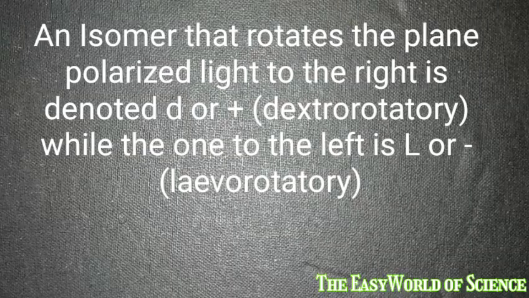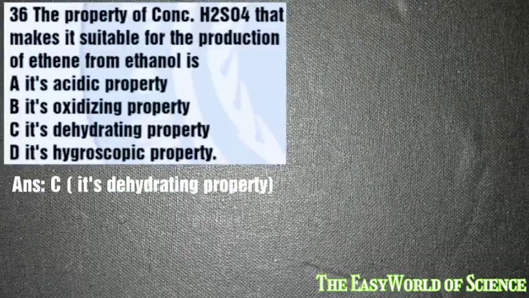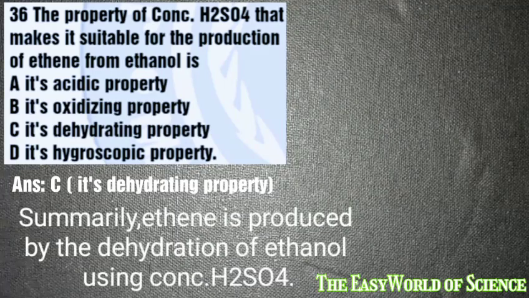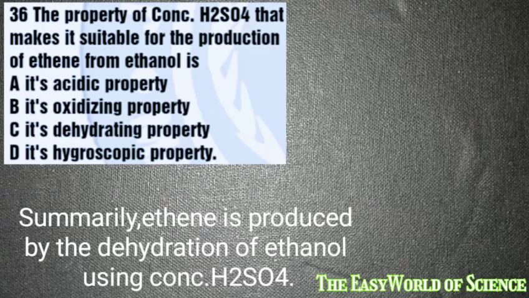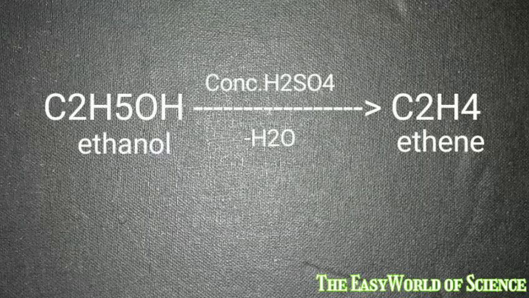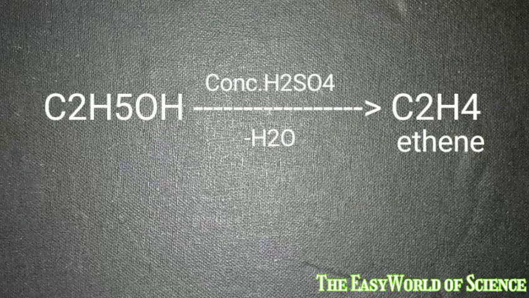Question 36 is C, that is dehydrating property. That's why concentrated H2SO4 is used to produce ethene from ethanol. Summarily, this process is called dehydration of ethanol. You can see there on the equation, the H2SO4 removes H2O from the C2H5OH, leaving behind C2H4.